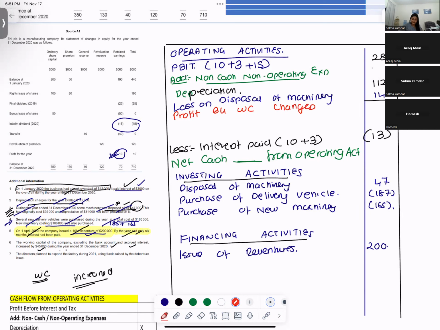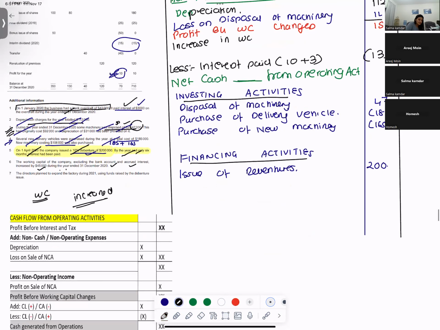Profit before working capital changes is 154. Now I have change in working capital, that is, there is an increase in working capital. Working capital is current assets minus current liability. Are you with me? Yes, miss.